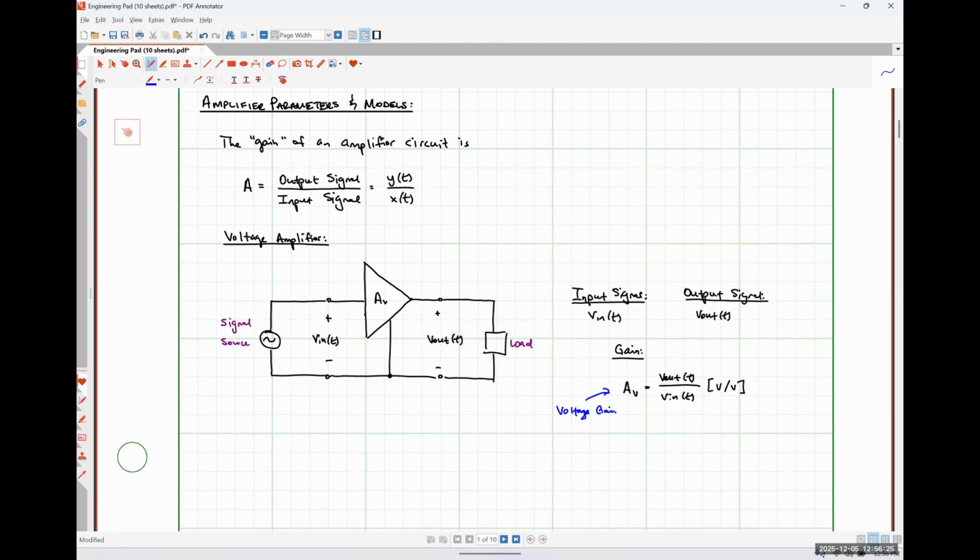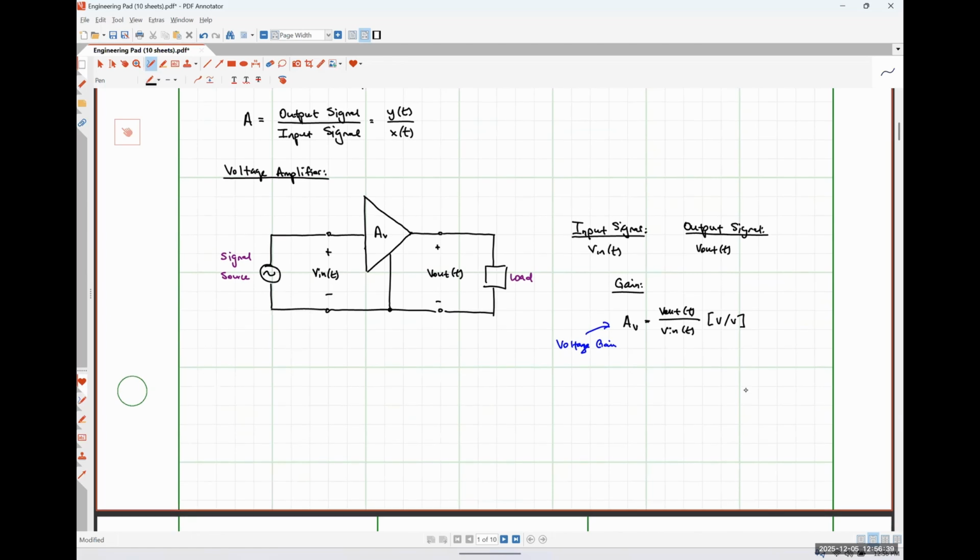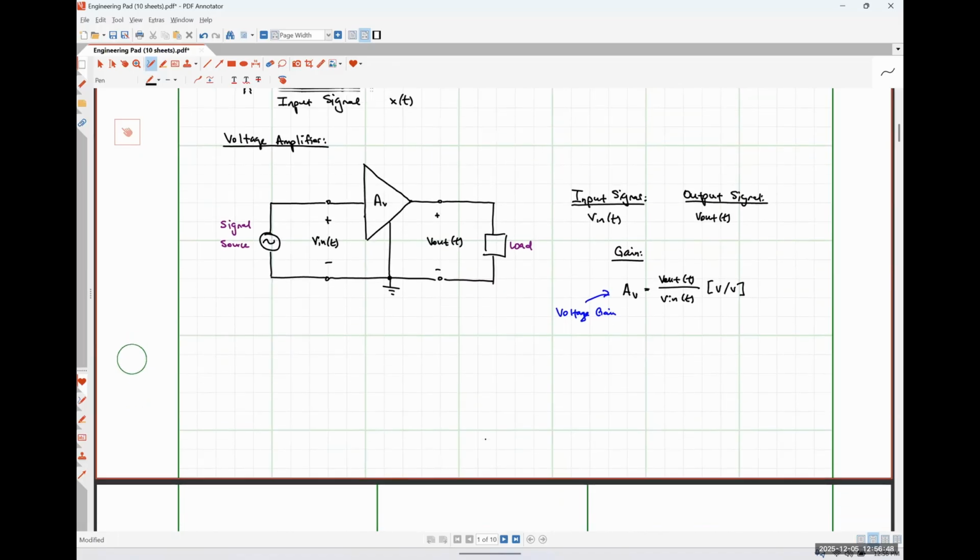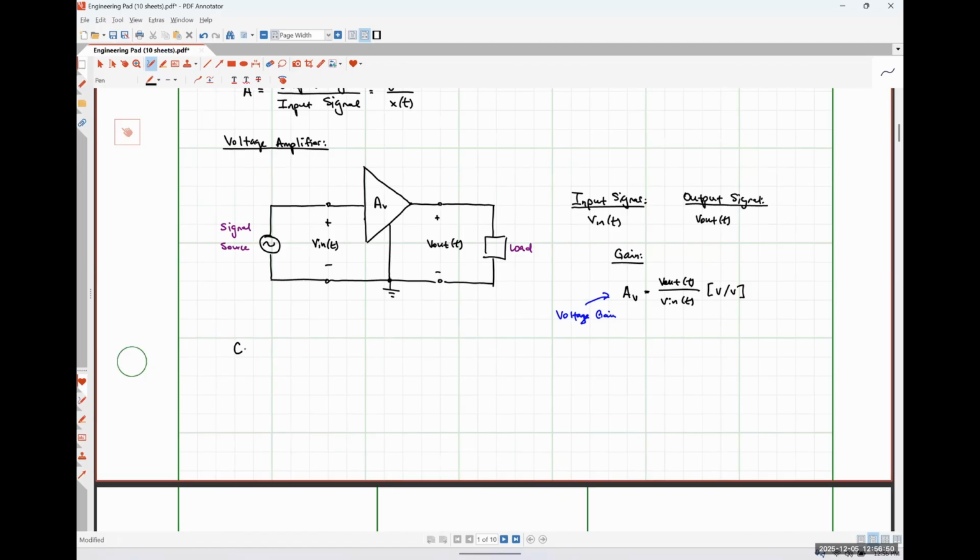The overwhelming majority of amplifiers that we're going to deal with in this class and the ones that you will utilize throughout your engineering experience will probably be voltage amplifiers, okay? So the next type of amplifier that I'm going to briefly discuss is the current amplifier. Okay? So I think I've got enough space to do it here.